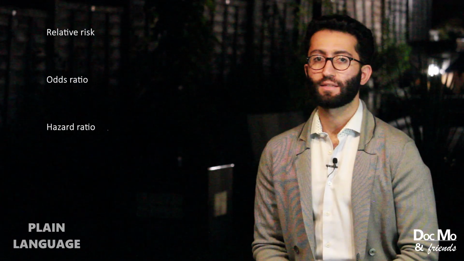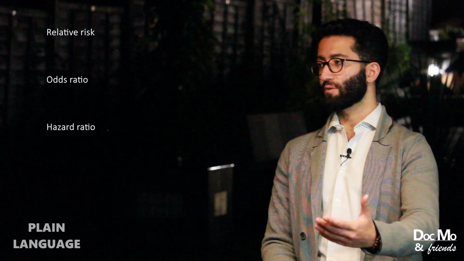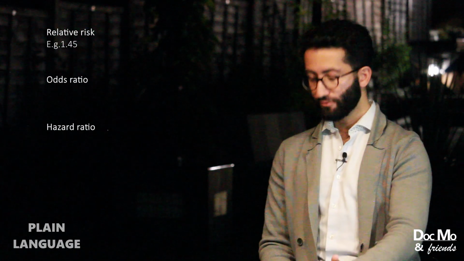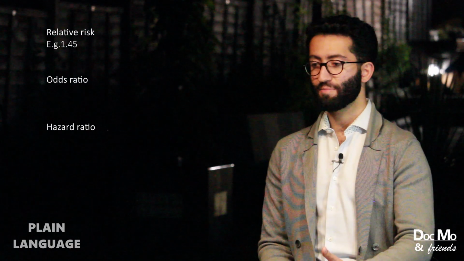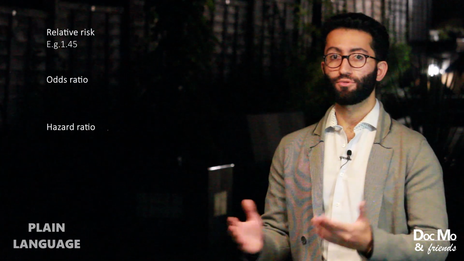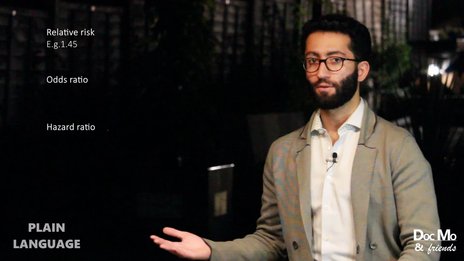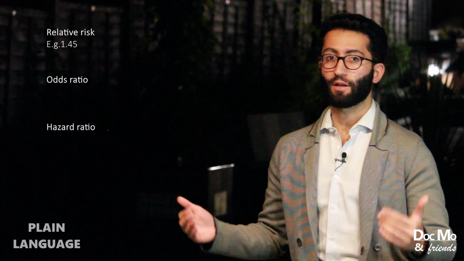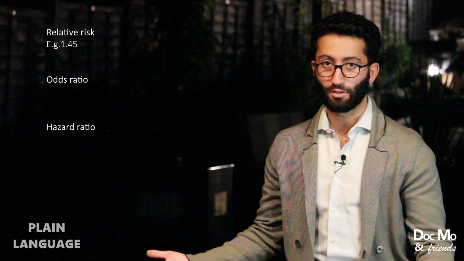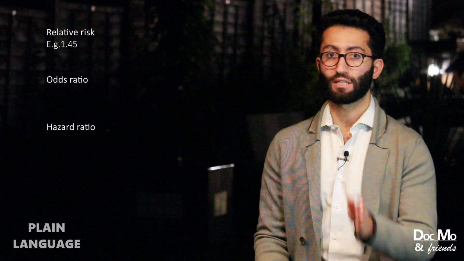Let's start off with relative risk. So let's say that the statistic was relative risk is 1.45, and that it was a prospective study which looked at two groups. One of them drank coffee, one of them didn't, okay? And we were looking at the outcome of interest being tachycardia. We'll just use that as an example. So the relative risk is 1.45.